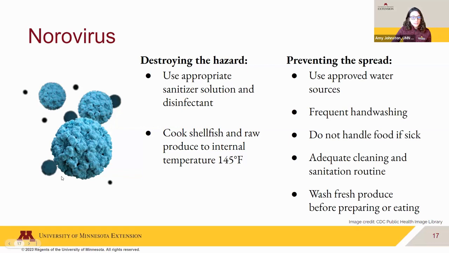As norovirus can spread easily and destroying it requires the use of a sanitizer or thoroughly cooking foods, preventing the spread is extremely important. When growing and processing produce, use approved water sources. Frequent hand washing, especially after using the toilet or cleaning up after somebody who is sick, is key to stopping the spread of the virus. And hand sanitizer may be insufficient in killing the virus, so it should only be used with proper hand washing.